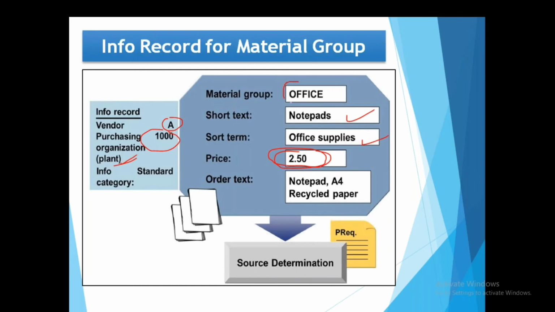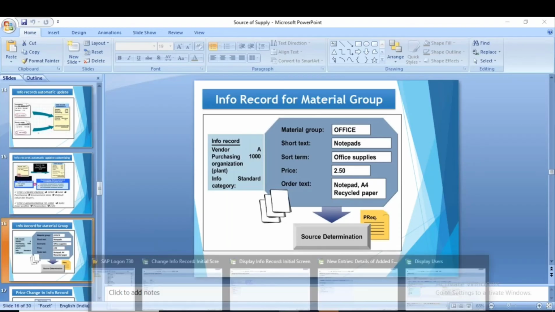Let's say your office materials, papers, notebooks or something, the price always remains the same. So instead of maintaining an info record for each material separately, you can maintain an info record for a material group also. I'll show you the material group. I'll take a material group.